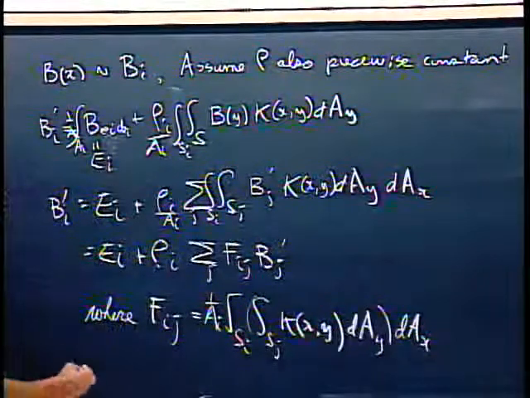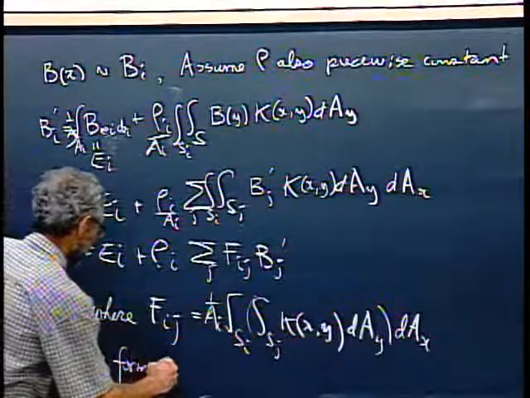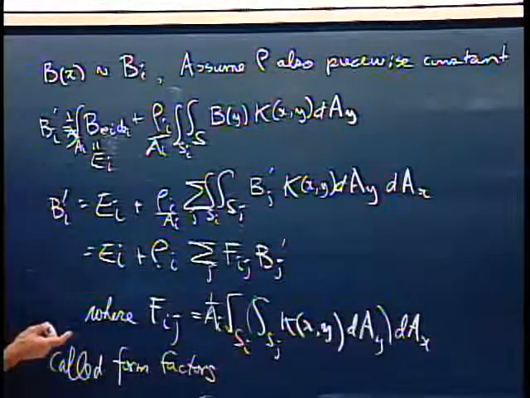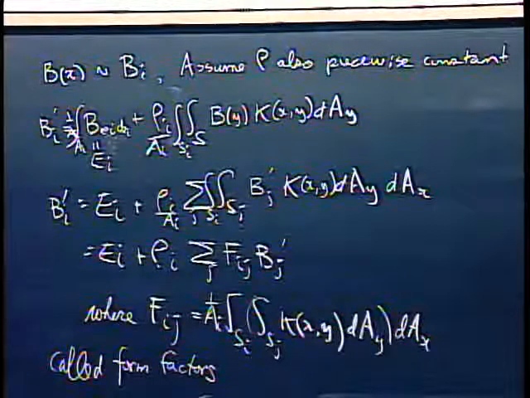dA y for the inner integral and dA x for the outer integral. And these are called the form factors. Basically, they don't depend on the reflectivity of the scene or the brightness of the light sources. They only depend on the geometry, the way the two surfaces relate, plus any occlusions that happen in between them. They depend on the geometry of the scene, because kxy depends only on the geometry of the scene. And that's why they're called form factors. They basically depend on the form of the arrangement of patches.